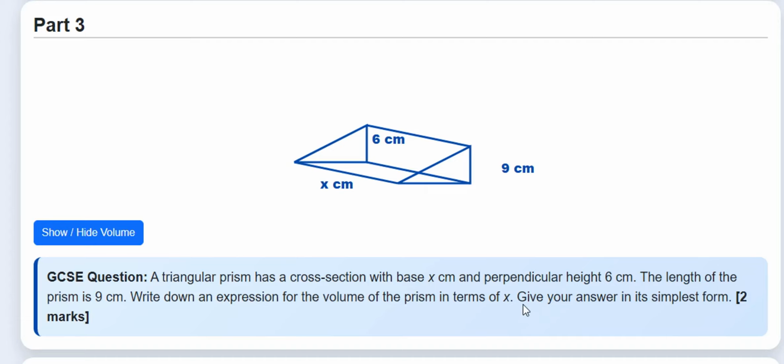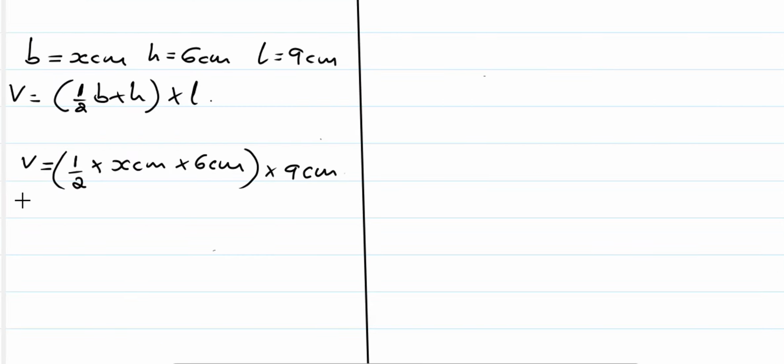But you see, we are told to give the answer in its simplest form. So we need to simplify this expression. To do so, you see this half here, I can just divide the 6 by 2, 1, and 3. So now the area becomes x multiplied by 3, which is 3x centimeters squared.